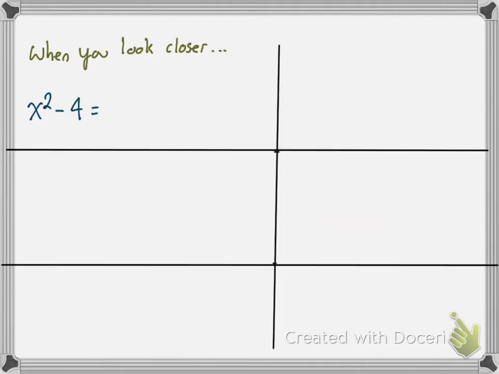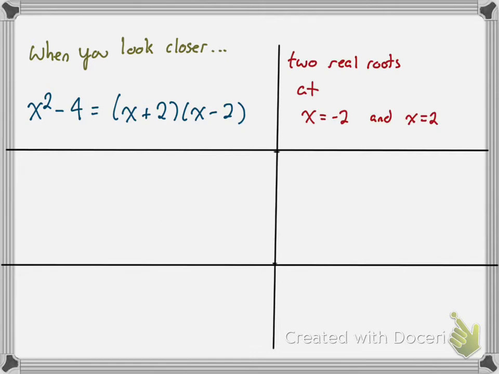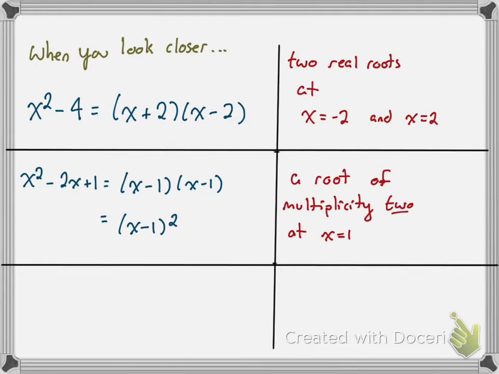For example, if I had an equation like x squared minus 4, if I factor that out, I get x plus 2 and x minus 2. So I have 2 real roots at x is negative 2 and x is positive 2. If I had a situation like x squared minus 2x plus 1, if I factor that, I get x minus 1 twice, or x minus 1 squared. So I have a root at 1 that has a multiplicity of 2. There, in a roundabout way, still giving me 2 roots.